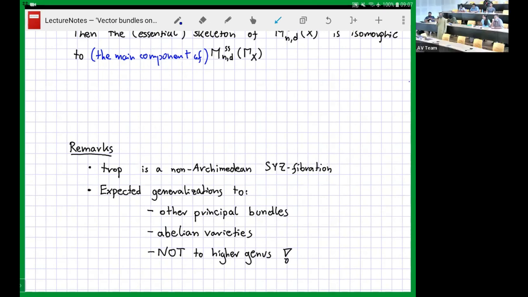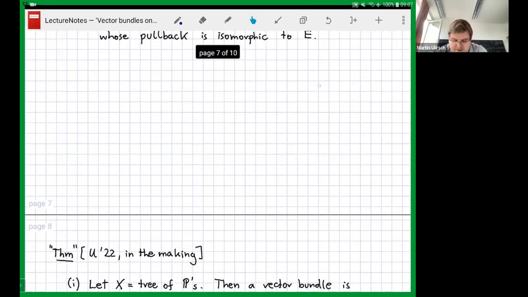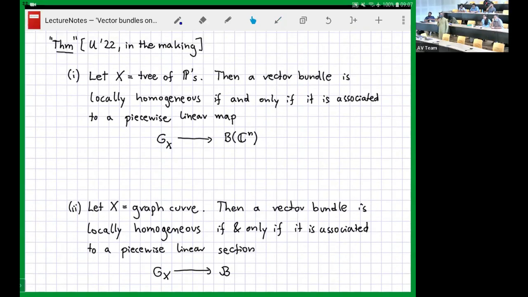So I had a question about the last slide. That's this one, I guess. Yeah. Could you just comment on how you get a bundle from the map to the Bruhat-Tits building?